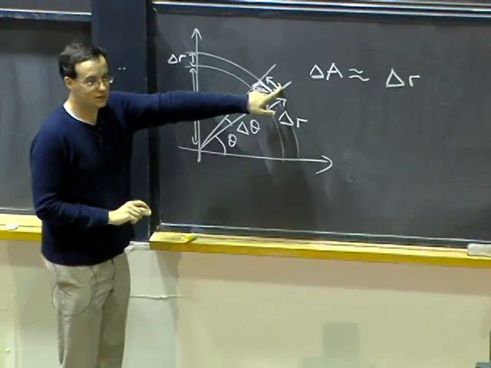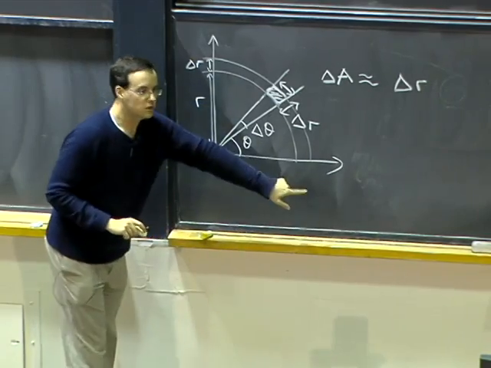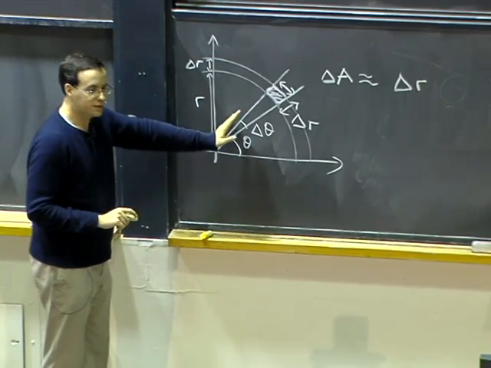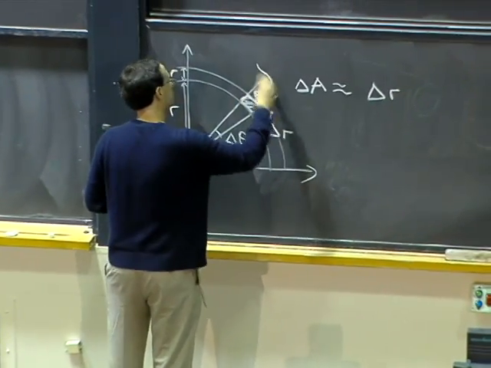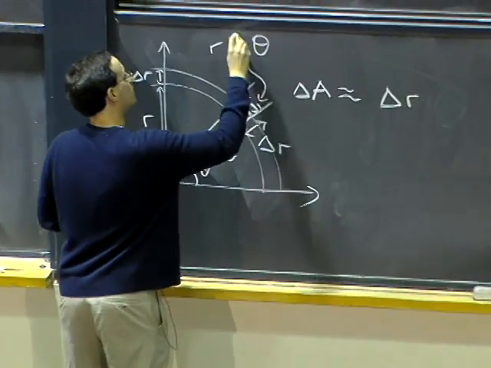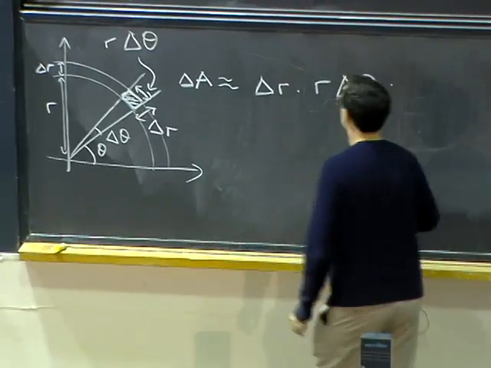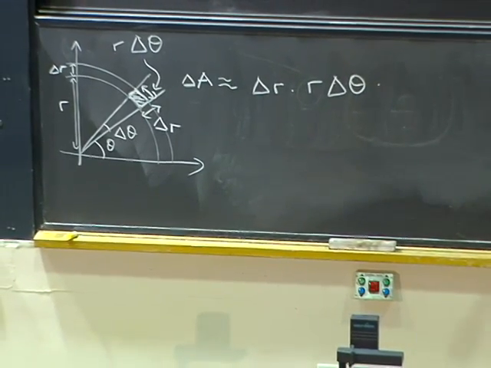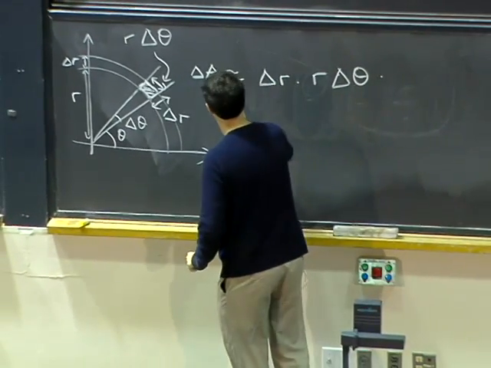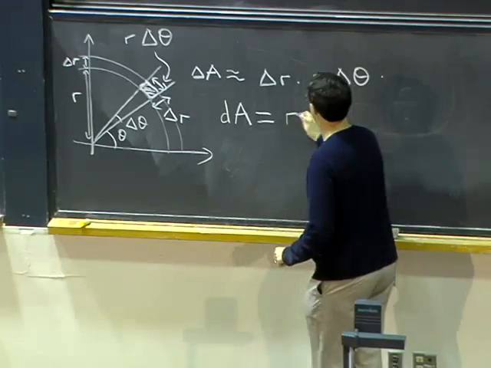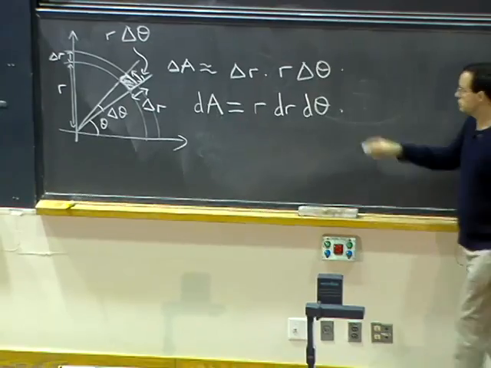Okay? But what about that length? Well, it's not delta theta. It's something slightly different. It's a piece of a circle of radius r corresponding to angle delta theta. So it's r delta theta. So times r delta theta. Okay, so that means now even if we shrink things and take smaller and smaller regions, dA is going to be r dr d theta. Okay, so that's the important thing to remember.